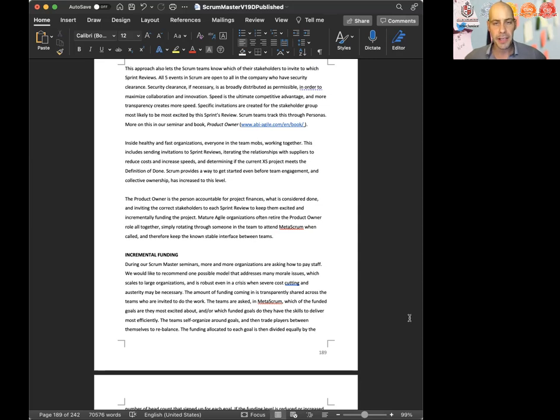Inside healthy and fast organizations, everyone in the team mobs, working together. This includes sending invitations to sprint reviews, iterating the relationships with suppliers to reduce costs and increase speed, and determining if the current extra small project meets the definition of done. Scrum provides a way to get started even before team engagement and collective ownership has increased to this level.